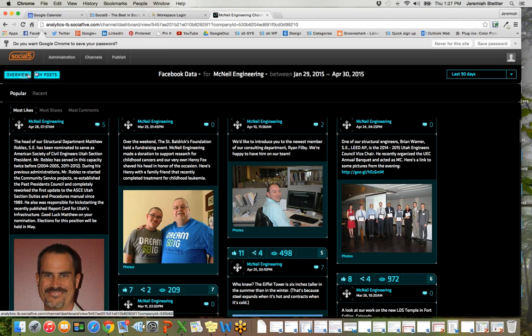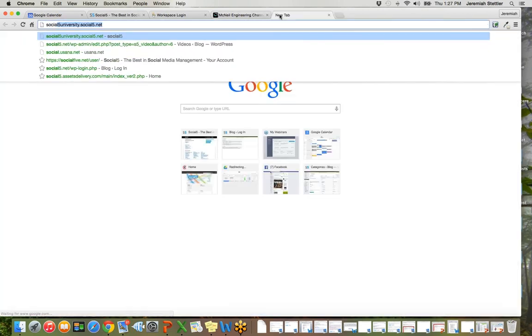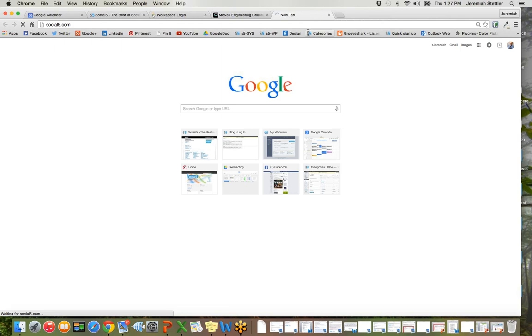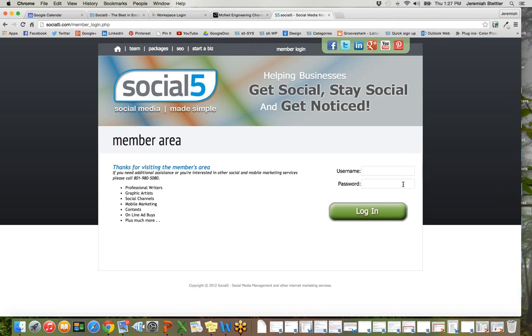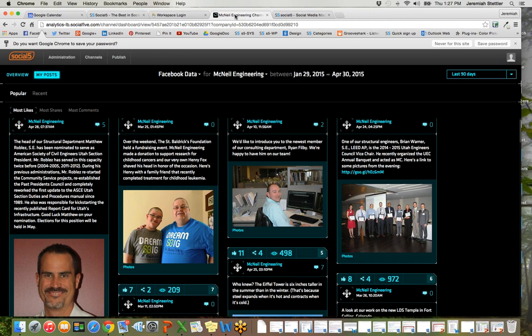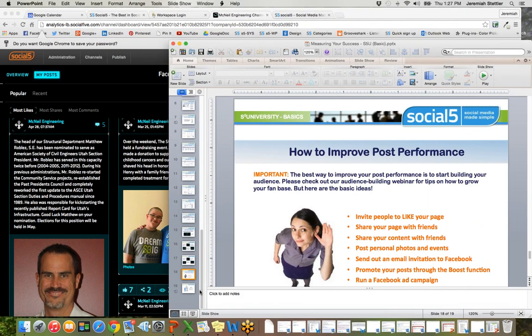So again, if you're going to access this page, you will go to social5.com. You will click on the member login at the top, and enter your username and password at the bottom. Click login, and it will take you to your specific analytical dashboard so you can measure your performance. If you do have any questions on interpretation, we're happy to provide those. With that, that is the end of this particular presentation.